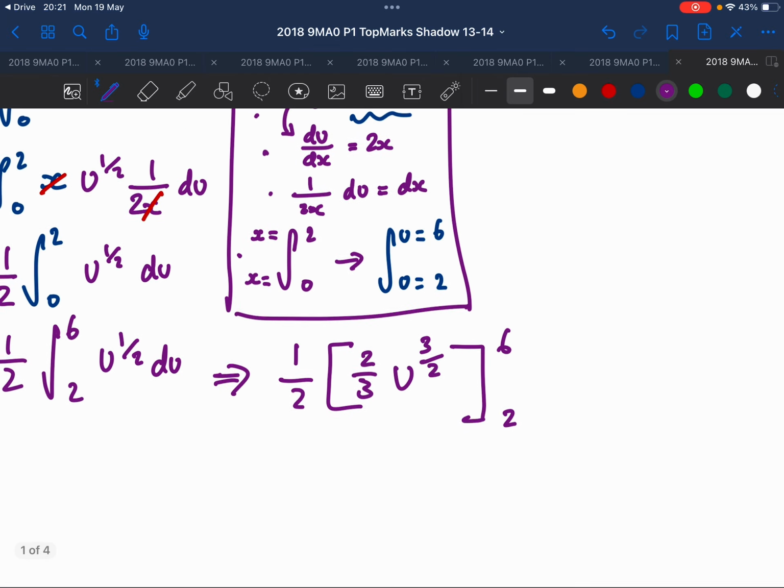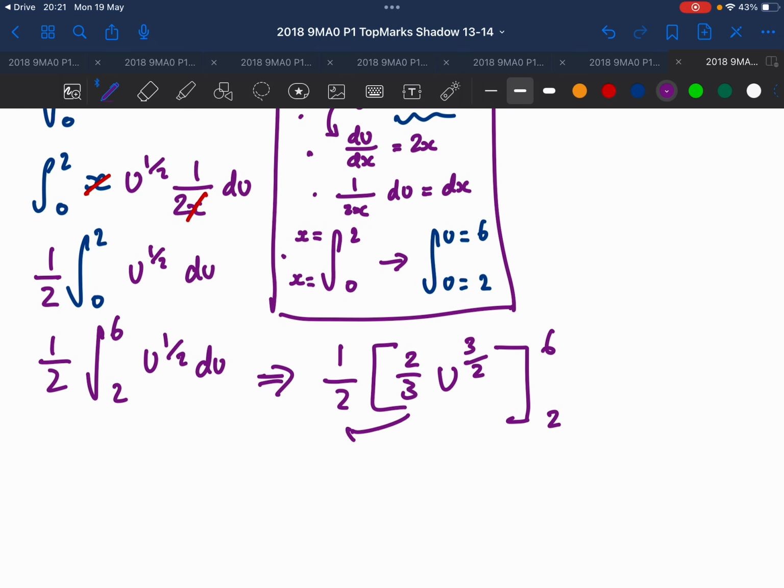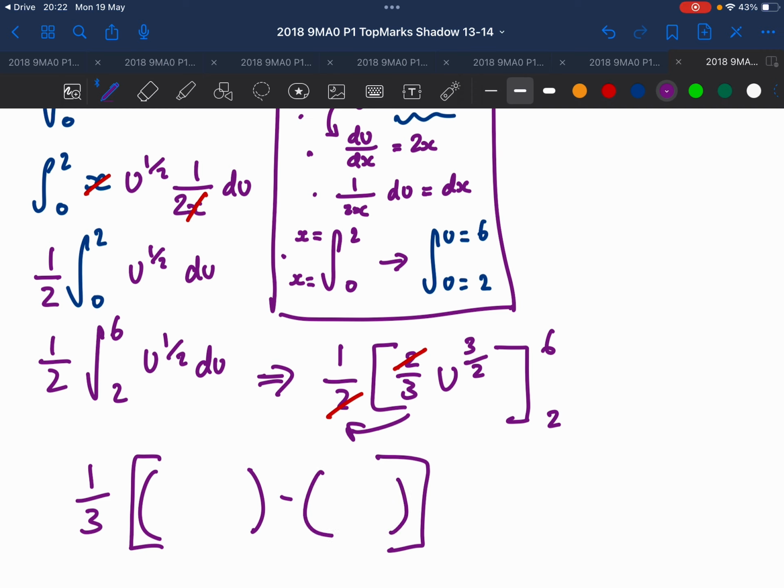Okay, so what else can we do? We can take that one out there, which will give me 2 over 6, or you could actually cancel those, couldn't you? So let's do a third. And let's put our brackets in there. So a third, this is going to be just a 6, isn't it? So that's going to be a 6 to the 3 over 2. And then this is going to be a 2 to the 3 over 2.